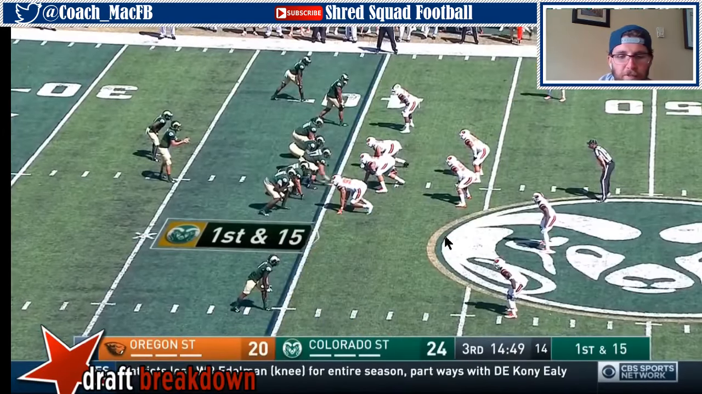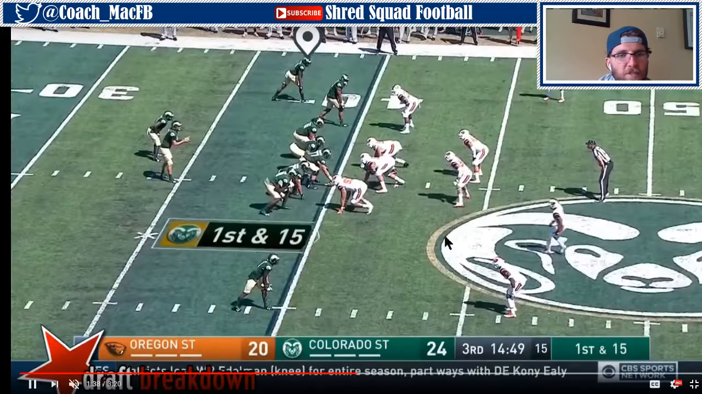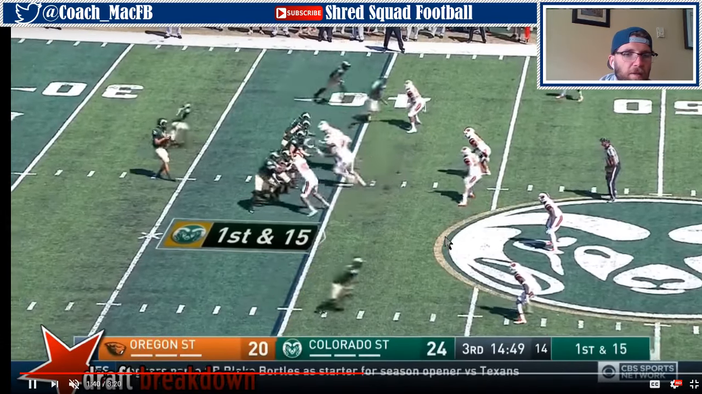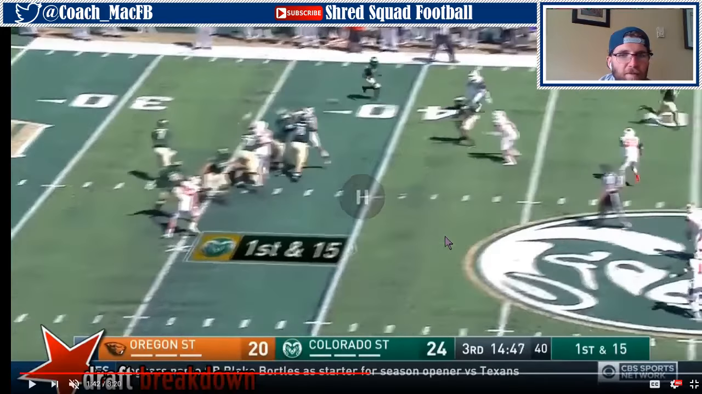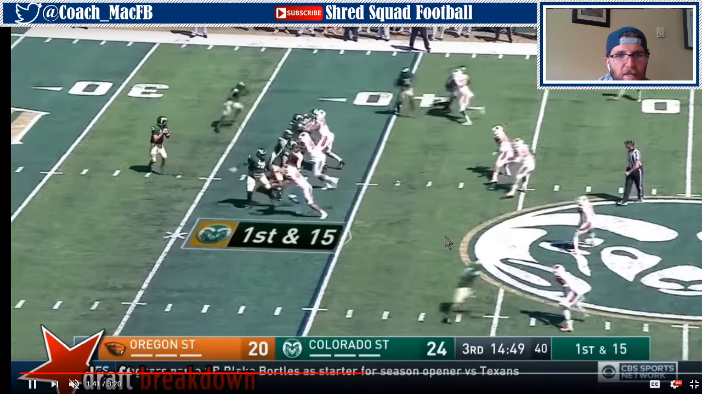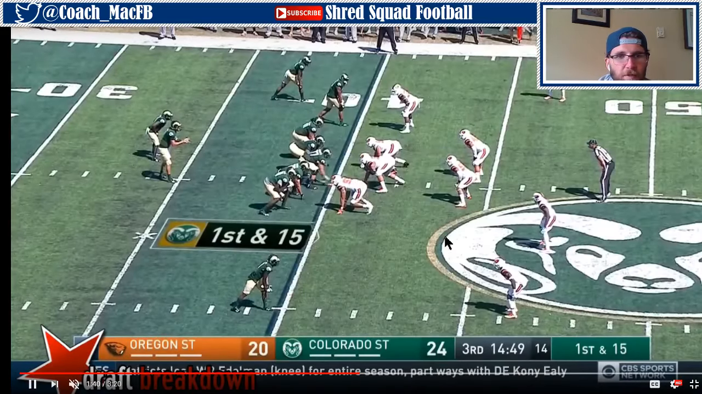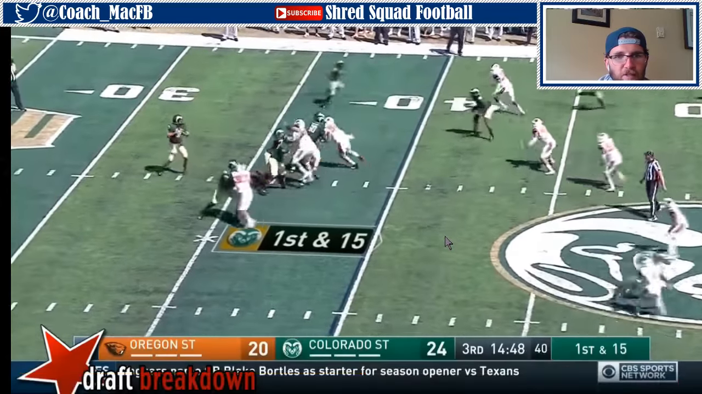All right, on to the next one. So this is just a little spot concept. And again, it's all about just finding the easy, not working too hard, keep your feet moving. See how he kind of finds a little soft spot?